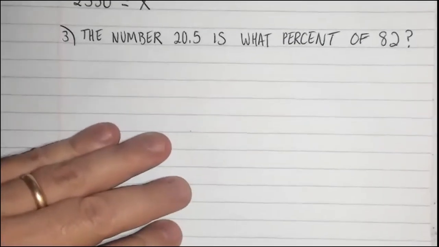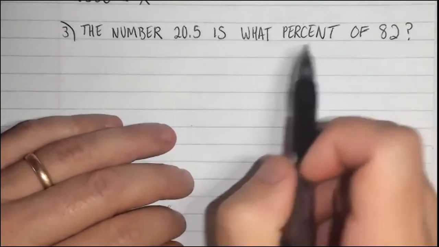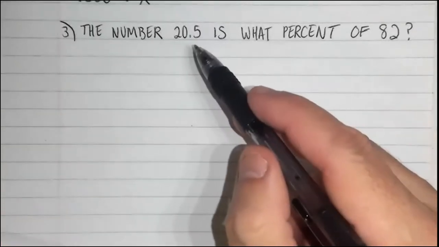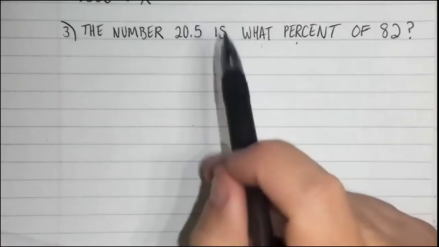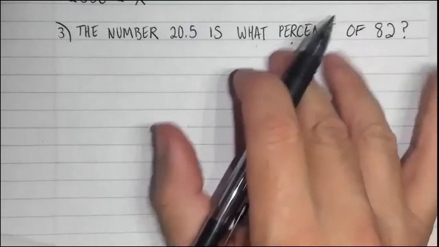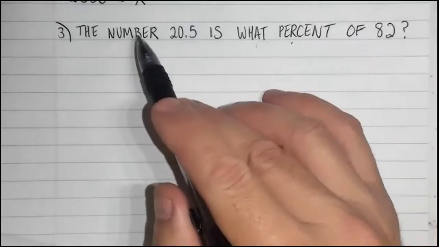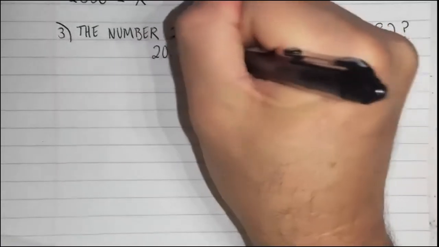All right, so our third type of problem, and this one we need to find the percent. So it says the number 20.5 is what percent of 82? And this is probably the hardest of the three types of problems, right? But you're still going to set it up the same way. This is not saying what number, it's saying the number. It's giving you that number, 20.5.